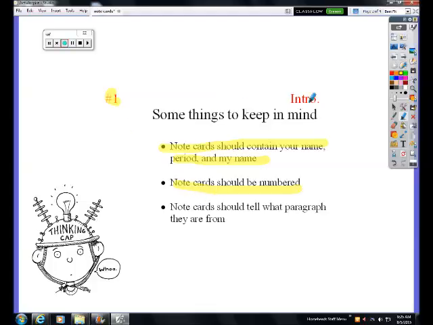Note cards should also tell what paragraph they're from in the upper right-hand corner. This is another way to stay organized and make sure that you're looking at the right note card for that section of the presentation.